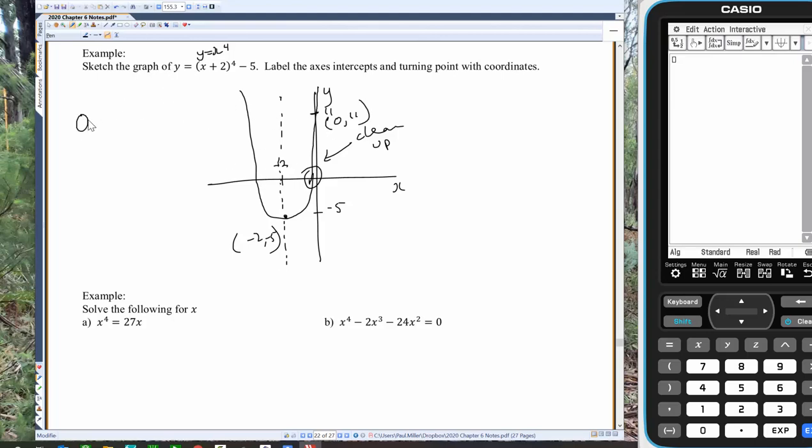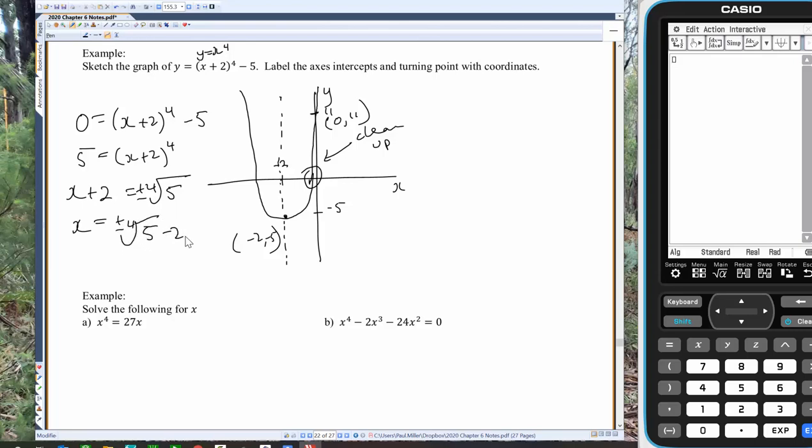There's 2 of them. So we're going to go 0 equals (x plus 2) to the 4, take 5. Now add 5 to both sides. Now what we're going to do is fourth root both sides. And because it's a positive, it's an even root, what will happen is that it will generate 2 solutions. It could be the negative or it could be the positive. So we're going to say that x plus 2 equals plus or minus the fourth root of 5. Therefore, x is plus or minus the fourth root of 5, take 2.